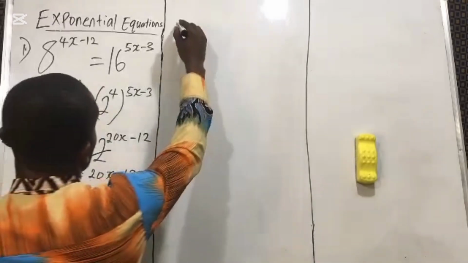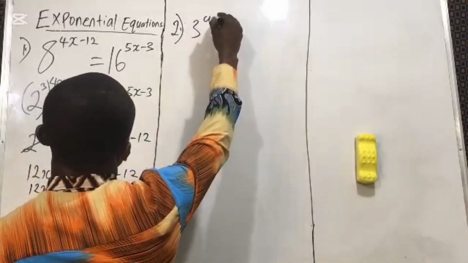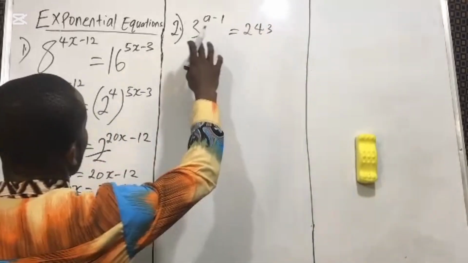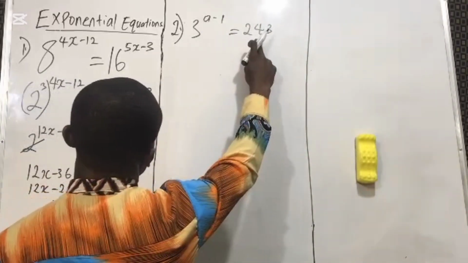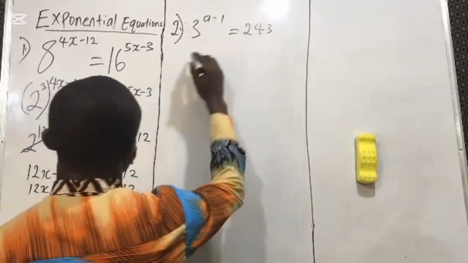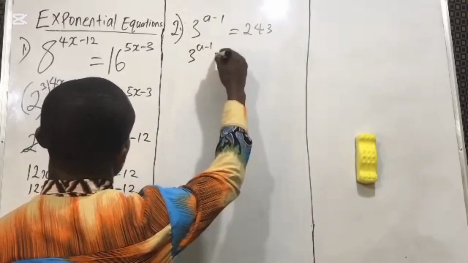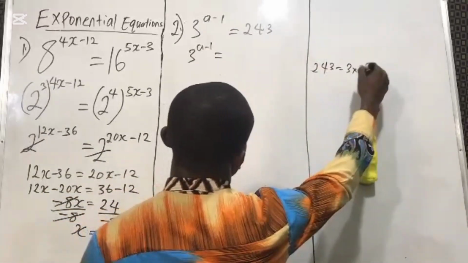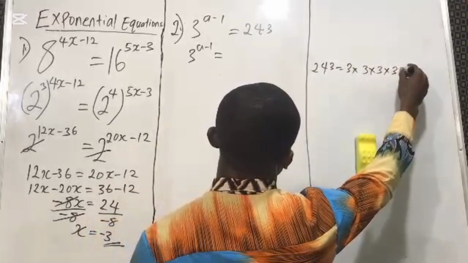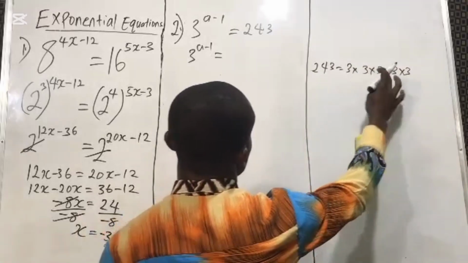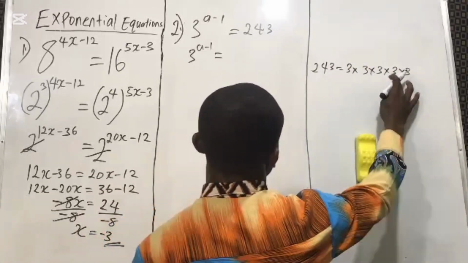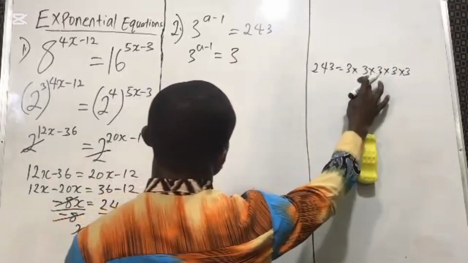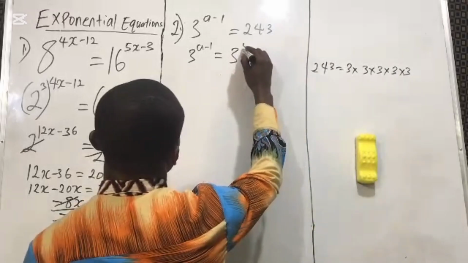The second question is 3 to the power of a minus 1 equals 243. Now, we can express this 243 to a common base of 3. We have 3 to the power of a minus 1 equals 243, the same as 3 times 3 times 3 times 3 times 3. That's 3 times 3, 9. 9 times 3, 27. 27 times 3, 81. 81 times 3, 243, which implies 3 to the power of 5.